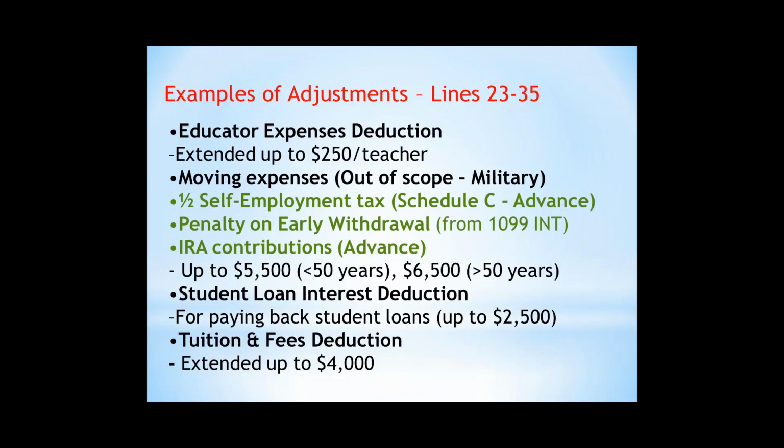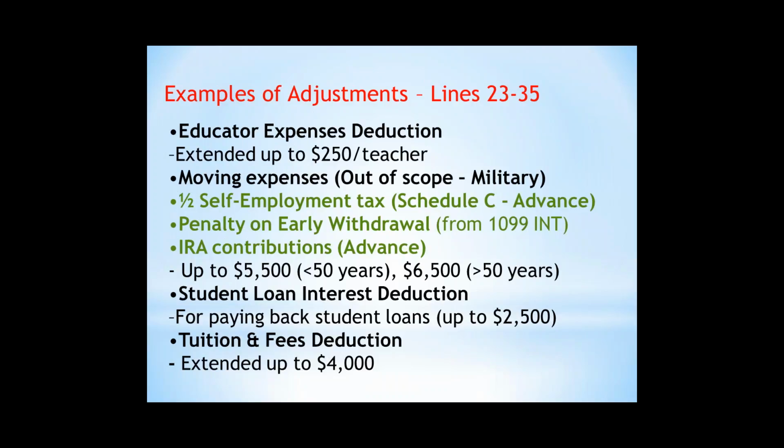The next 3 items are highlighted green, and that's because the software will automatically calculate them. So there's nothing you even have to input for these items. Half of the self-employment tax is an adjustment, and so the tax software will calculate that based on the Schedule C that you've prepared from their income. A penalty from an early withdrawal comes off of the 1099 interest statement. Again, something that is automatically calculated, as well as any IRA contributions that have been made. So if somebody contributes to their retirement account, there is a possible adjustment. And again, the program will calculate that for someone automatically.